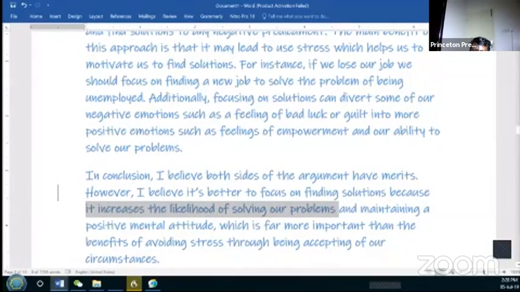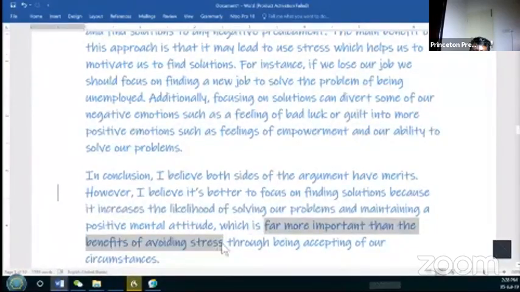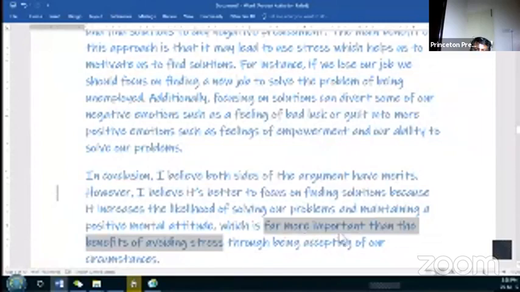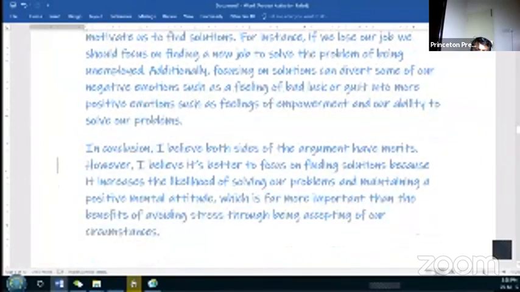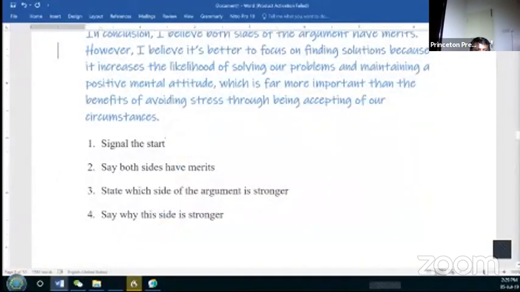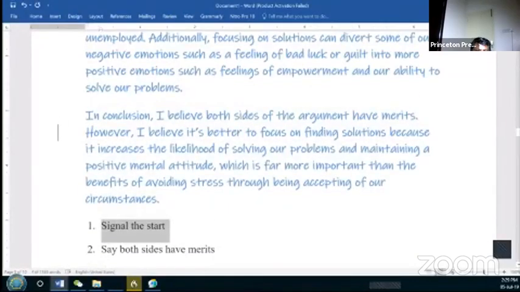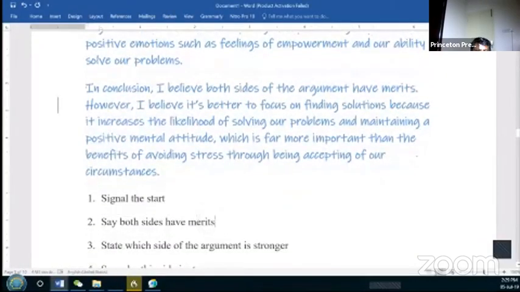And then the essay's done, and the last thing you would do if you're taking your real test is to proofread what you've written to try and catch any small little mistakes or any big huge mistakes. Basically, for me there are four key parts to a concluding paragraph for this type of essay. Signal the start. I did that with in conclusion. Say both sides have merits. I did that in the first sentence.